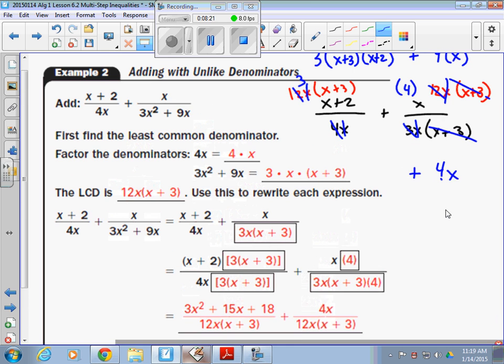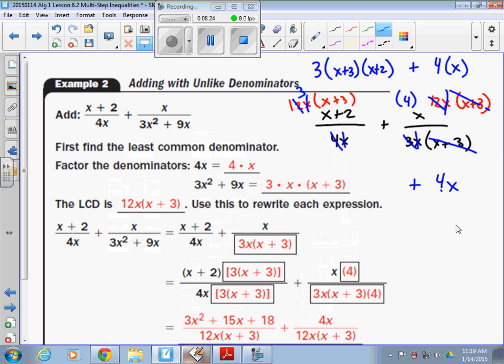The top of 1 will say 3. When we distribute 3 times x, we'll get 3x. When you distribute 3 times 3, you get plus 9. That has to multiply by x plus 2. So again, 3x times x is 3x squared. That's your first terms. Your outer terms, 3x times 2 is plus 6x. Your inner terms, 9 times x is plus 9x. Your last terms, 9 times 2 is plus 18.